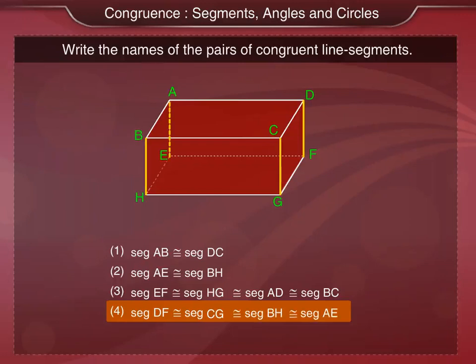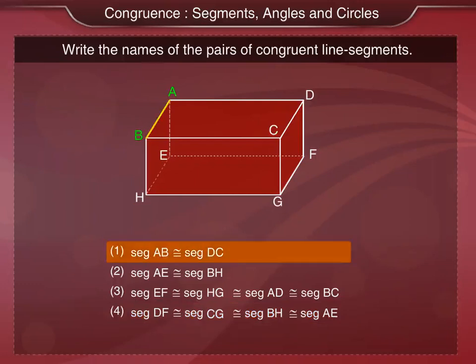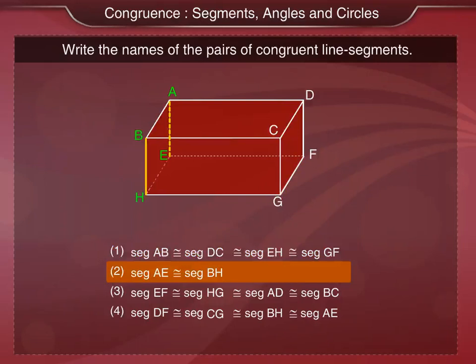Let's try an activity. Match the angles in column B with that of column A to form pairs of congruent angles. Angle P is congruent to angle D. Angle A is congruent to angle F. Angle B is congruent to angle O. Angle C is congruent to angle E.